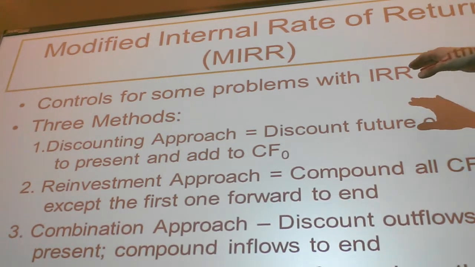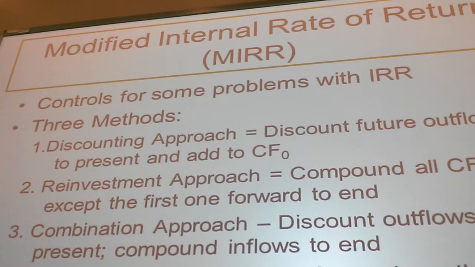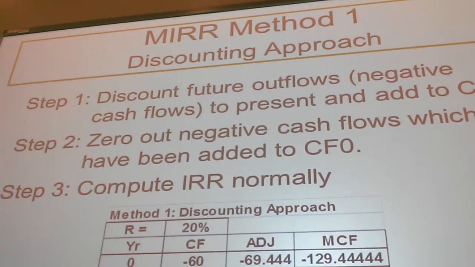So there's three methods: discounting approach, reinvestment approach, and the combination approach. The MIRR will be a unique number for each method. The discount, financing, and compound reinvestment rate is externally supplied. So, first, let's go over the discounting approach.